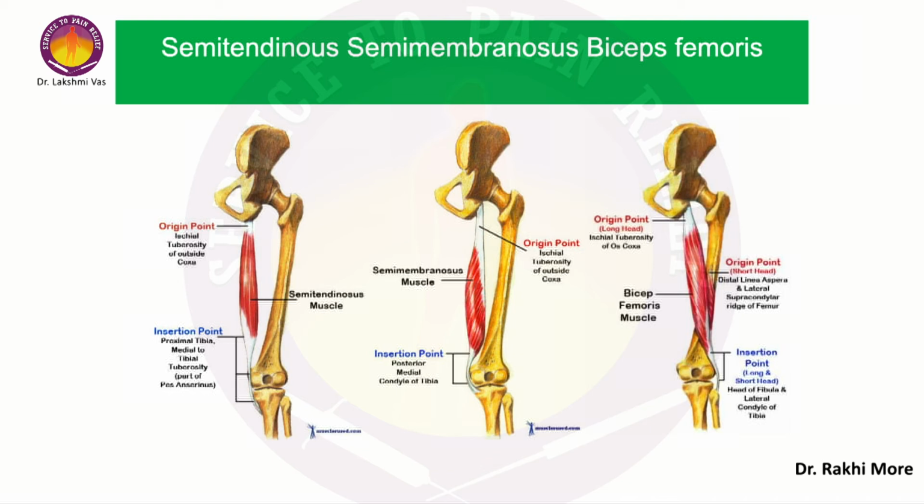Then is the semimembranosus, again origin from the ischial tuberosity and getting inserted on the posterior aspect of the medial condyle of the tibia. And lastly, the long head of the biceps femoris, which takes origin along with the semitendinosus. Now this muscle goes laterally and gets inserted on the head of the fibula. So these are the 3 muscles which take origin from the ischial tuberosity. The next muscle is the adductor magnus.